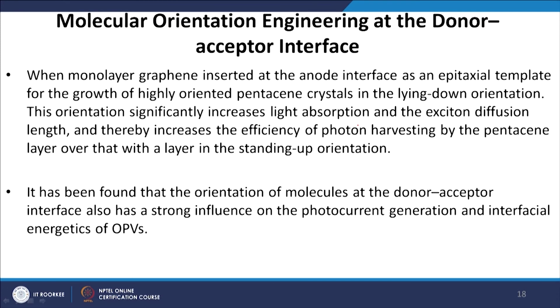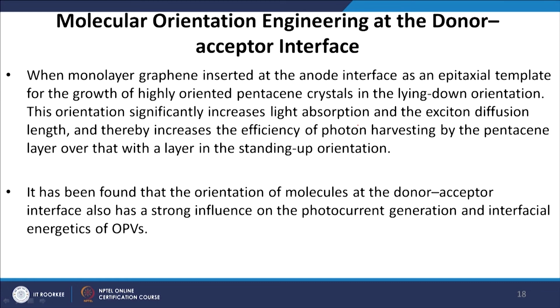When monolayer graphene is inserted at the anode interface as an epitaxial template for the growth of highly oriented pentacene crystals in the lying down orientation, this orientation significantly increases light absorption and the exciton diffusion length, and thereby increases the efficiency of the photon harvesting by the pentacene layer over that with a layer in the standing up orientation.